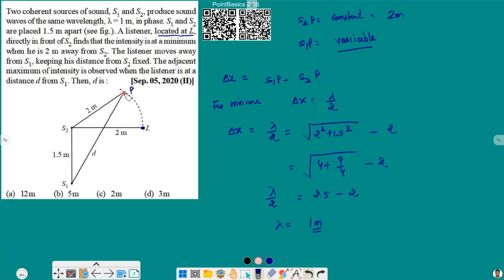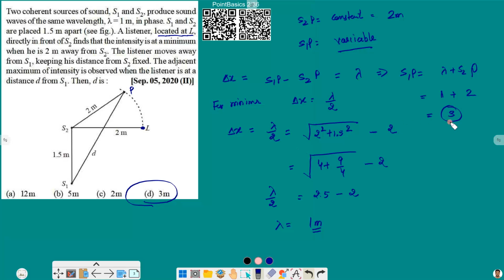Now at point P, it is mentioned that it is the adjacent point and we have a maximum. So for adjacent maxima, we know that the path difference should be equal to lambda. Now the value of lambda is 1, we have already solved. So S1P will be equal to lambda plus S2P, and lambda is 1 and S2P is constant, that is 2. So that will give us 3 meters. So that is option D.